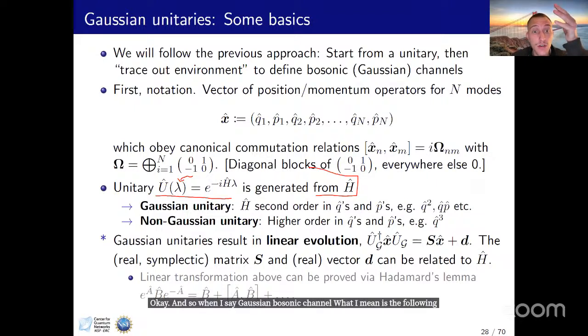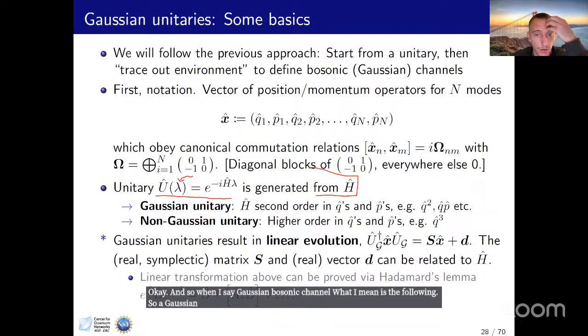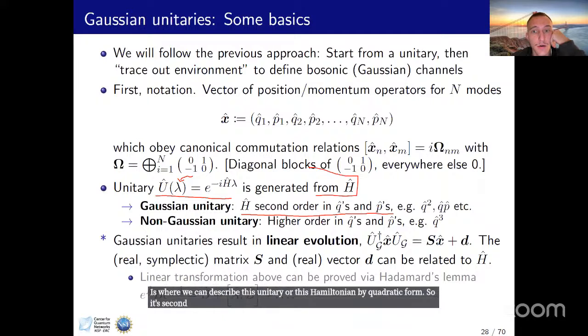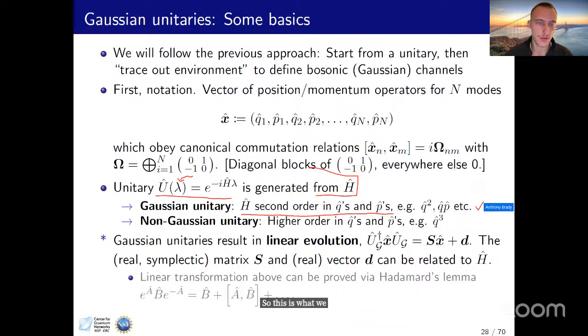Okay. And so when I say Gaussian bosonic channel, what I mean is the following. A Gaussian unitary or Gaussian bosonic channel is where we can describe this unitary or this Hamiltonian by quadratic forms. So it's second order in the Q's and P's. What I mean by that is some Q squared, or Q times P, or P squared, or any kind of combinations, but it's only quadratic in the Q's and P's. So this is what we call Gaussian bosonic channels.